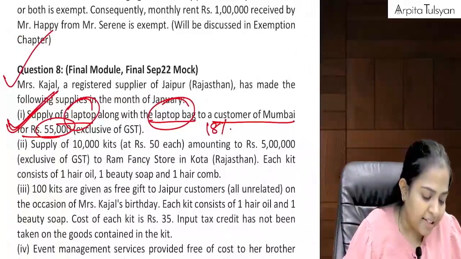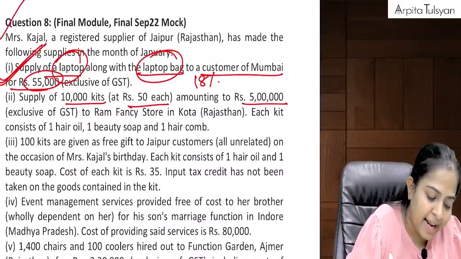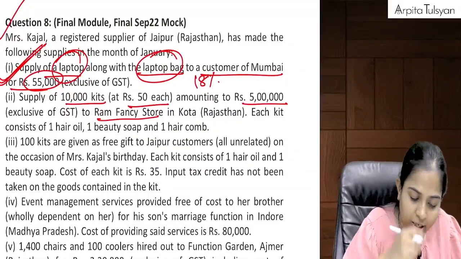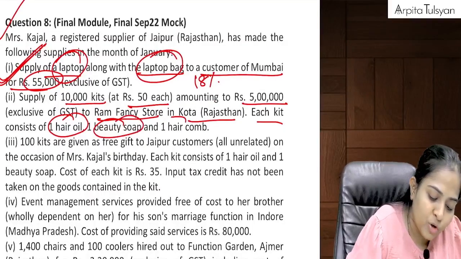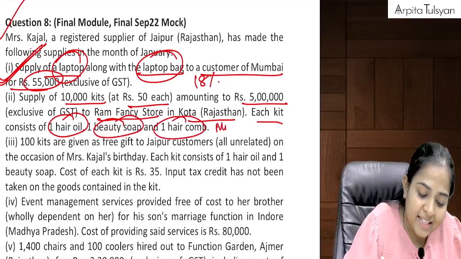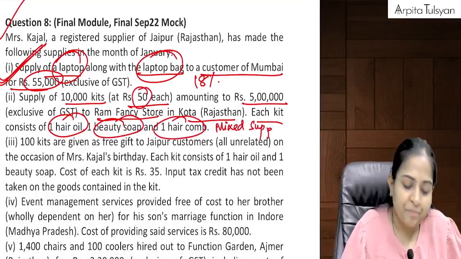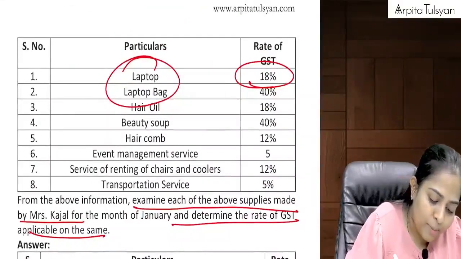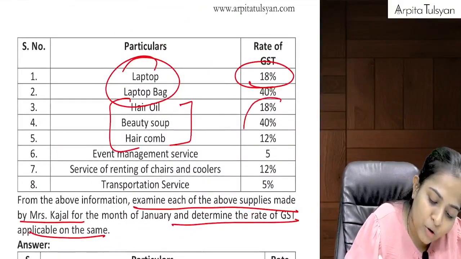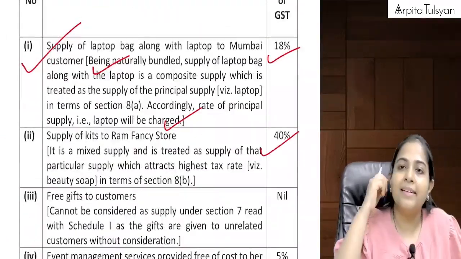Then supply of 10,000 kits at 50 rupees each amounting to 5 lakh to Ram Fancy Store in Kota, Rajasthan. Each kit consists of one hair oil, one beauty soap and one hair comb. Can we say this is considered as a mixed supply because this is done at a single price? Out of these, we'll take whichever is the highest, so 40% will be applicable there.